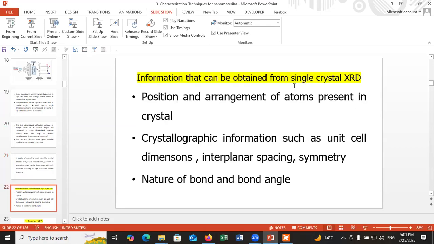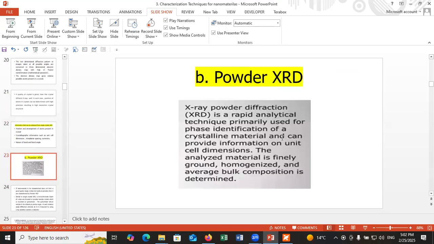Information that can be obtained from single crystal XRD: the position and arrangement of atoms present in the crystal, and crystallographic information such as unit cell dimension, interplanar spacing, symmetry, nature of bond and angle.